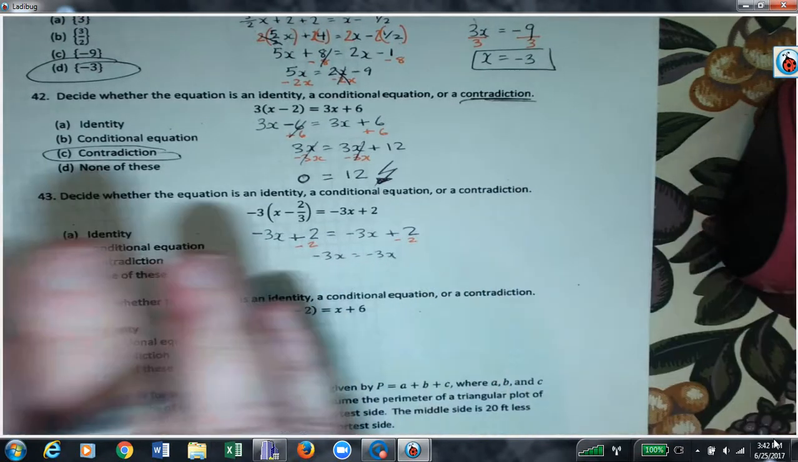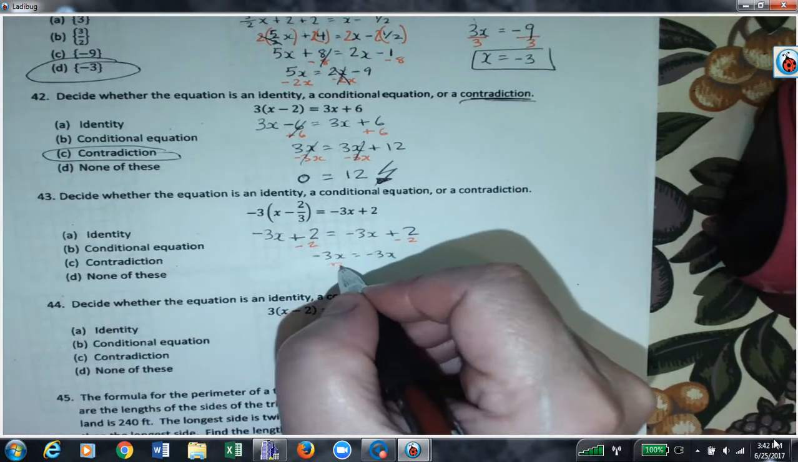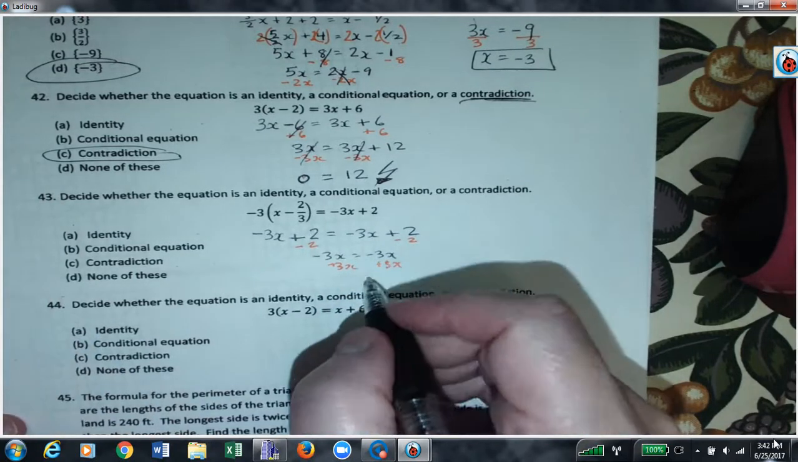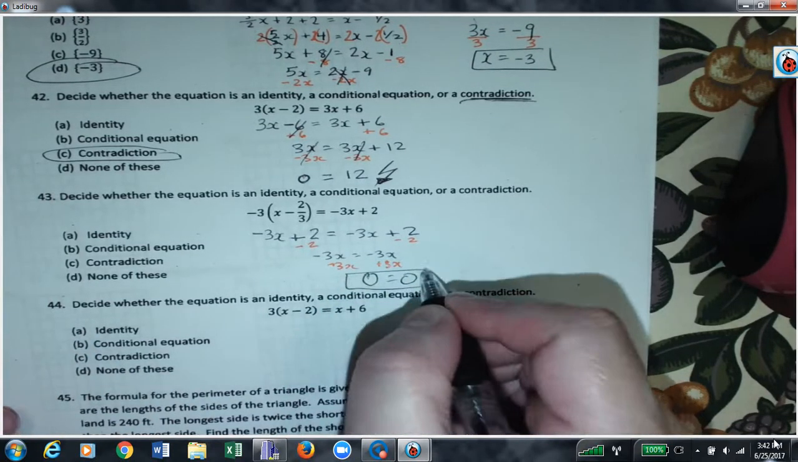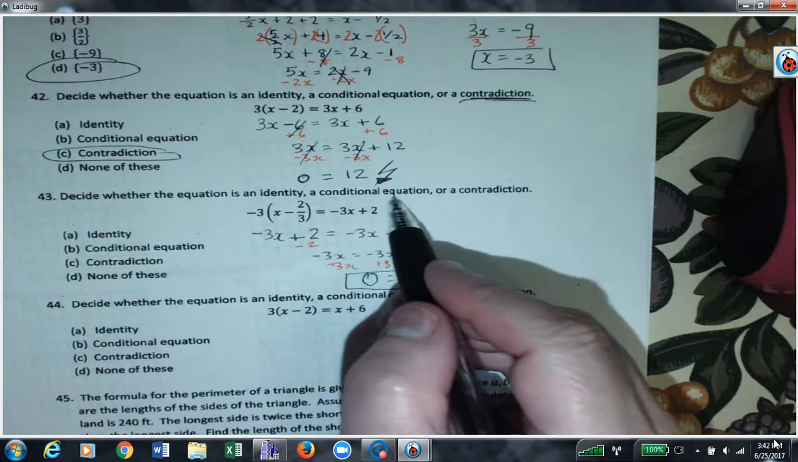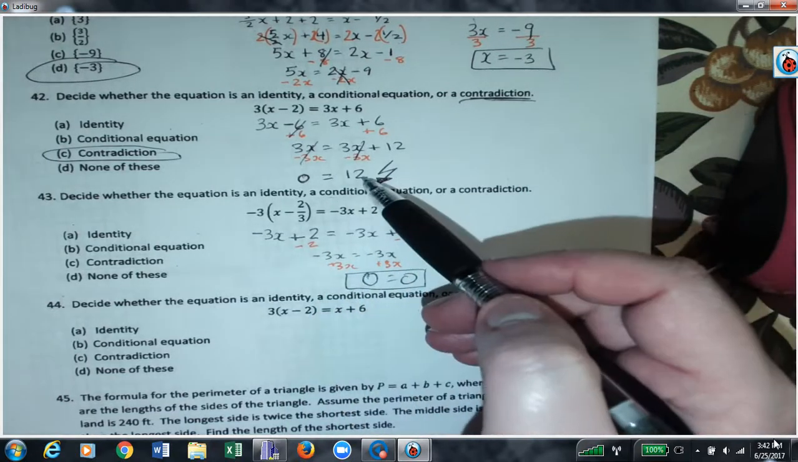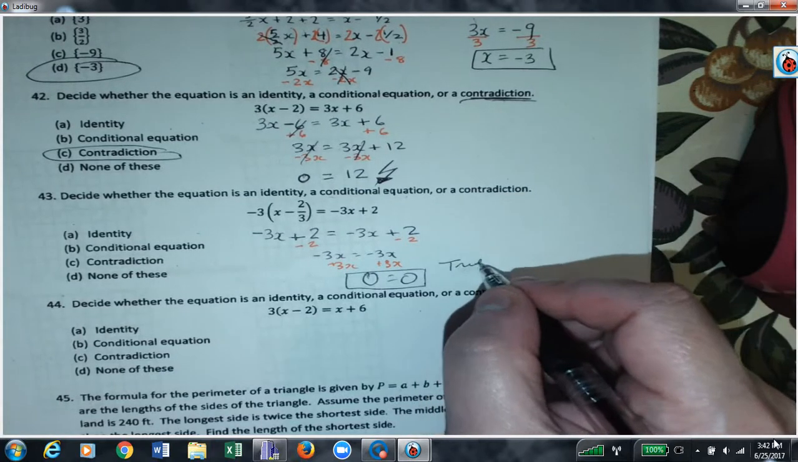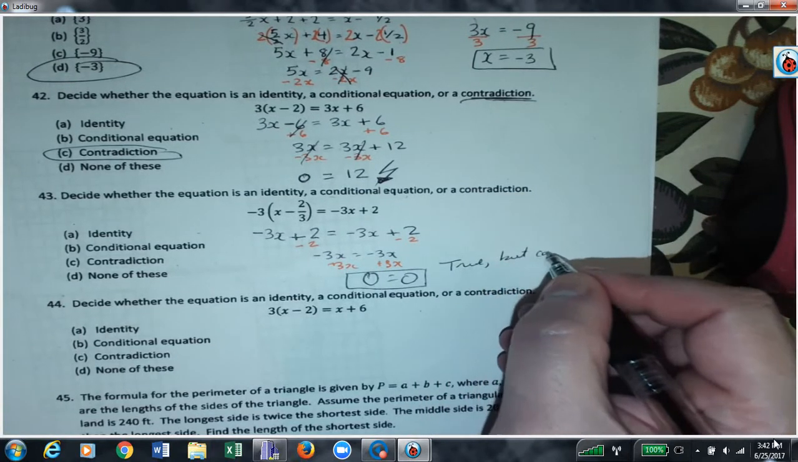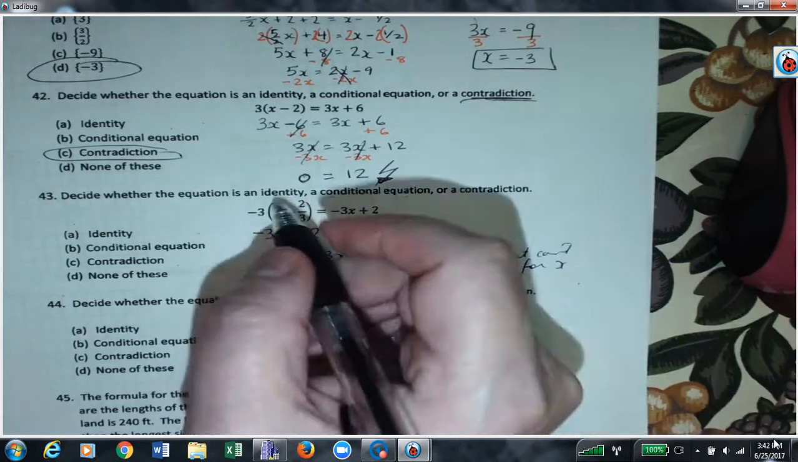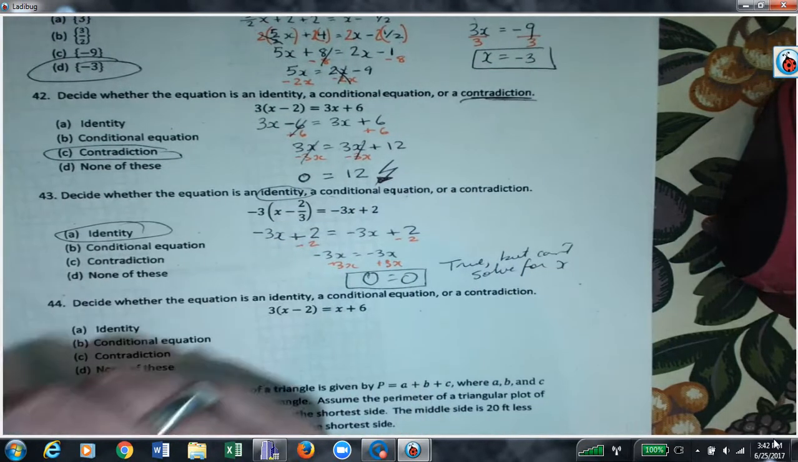And if I add 3x to both sides, I'm just left with 0 equals 0. That does not solve what x is. So when you can solve for x, you have a conditional. When you get a false statement, it's a contradiction. When you have a true statement, but can't solve for x, that is an identity. So number 43 is A.